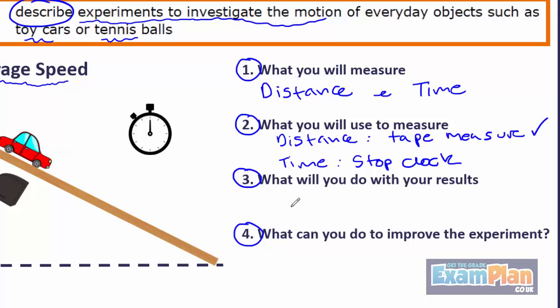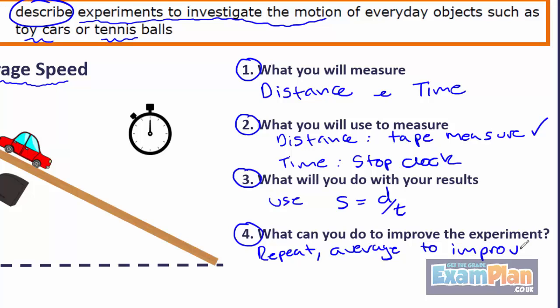What will we do with our results? Well, we will use our measured values to calculate speed using the equation speed equals distance divided by time. To improve our investigation, we can repeat measurements, take an average, and this will improve reliability. It is important to say that we're going to take an average and why we are doing this, i.e. to improve reliability. Simply stating take repeats is not sufficient.